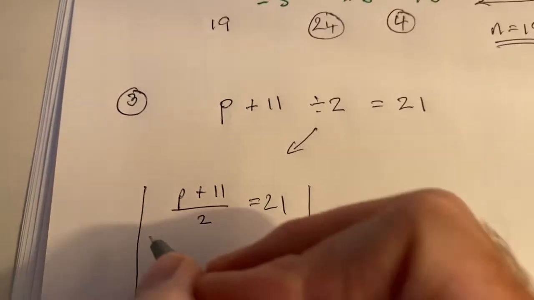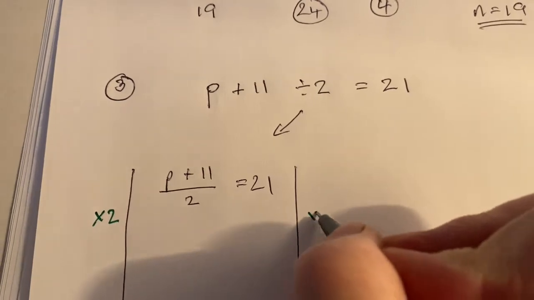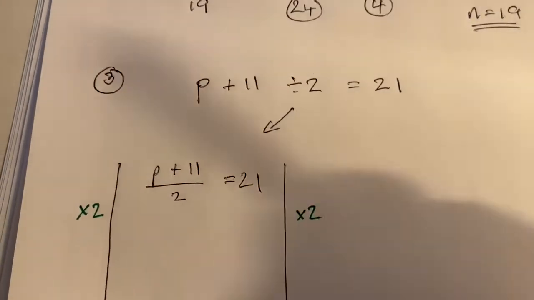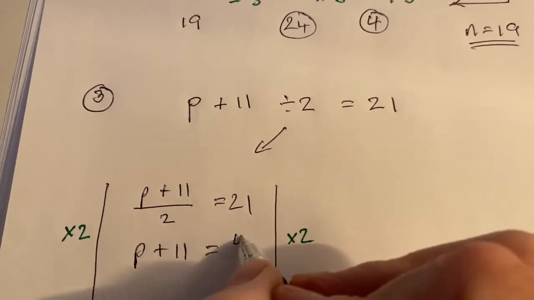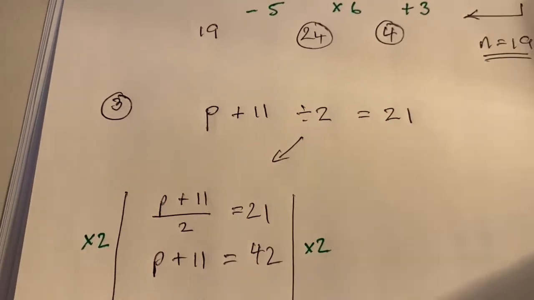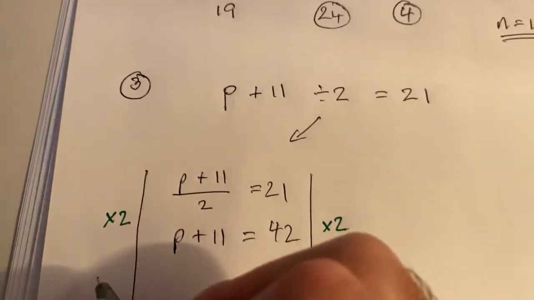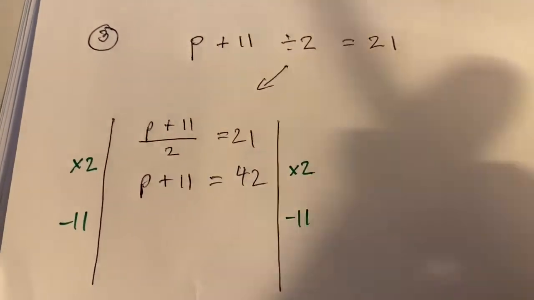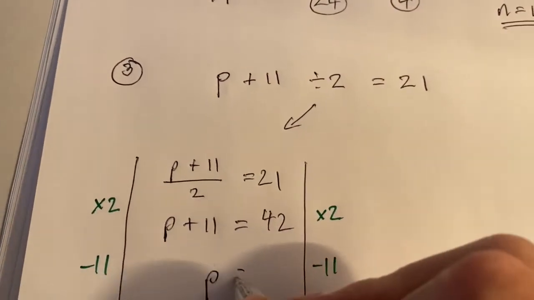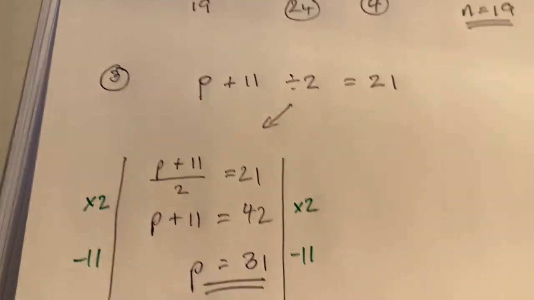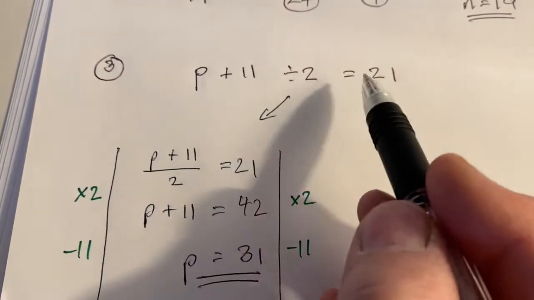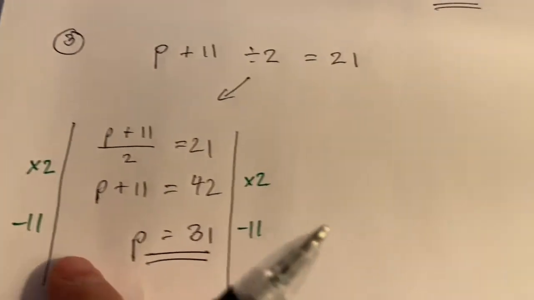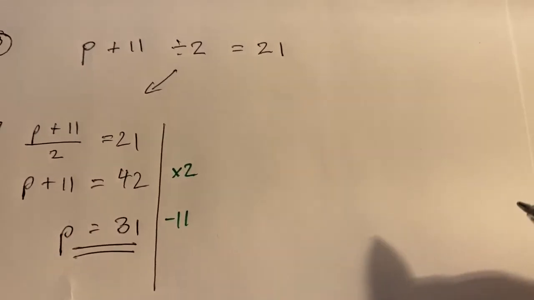So the opposite of dividing is timesing. So I times both sides by 2, which means that this side simply becomes that, and double that, 42. Now I'm going to take away the 11 from both sides. So that means that P equals 31, and I would check: 31 plus 11 is 42, divided by 2 is 21. Great.